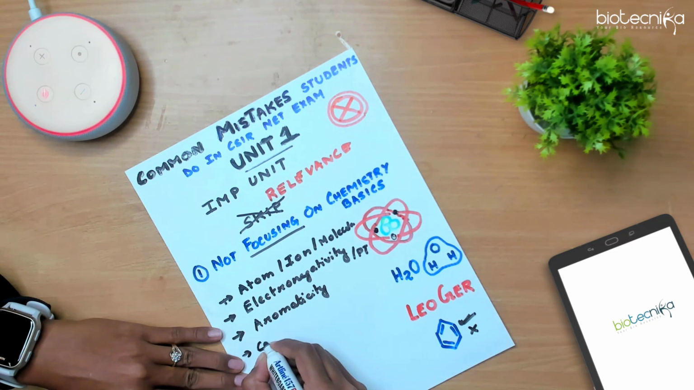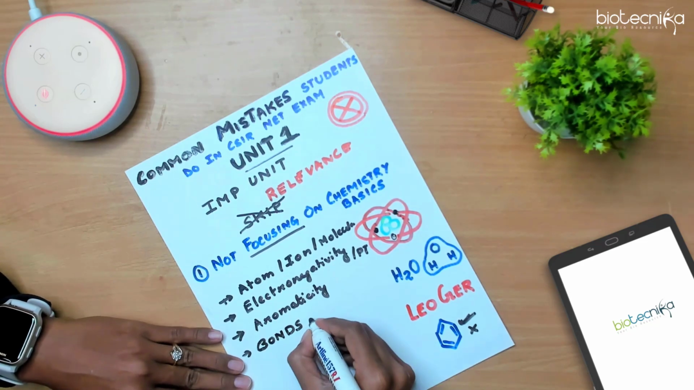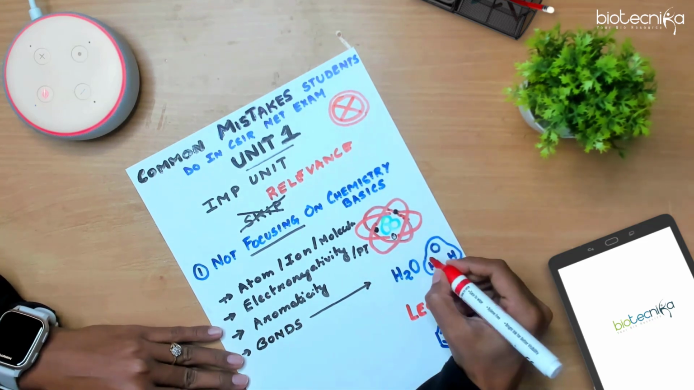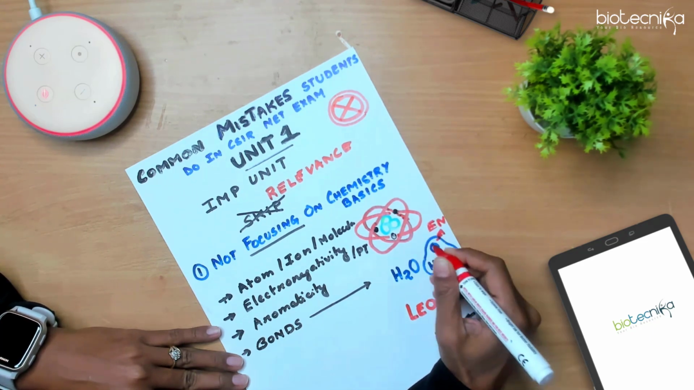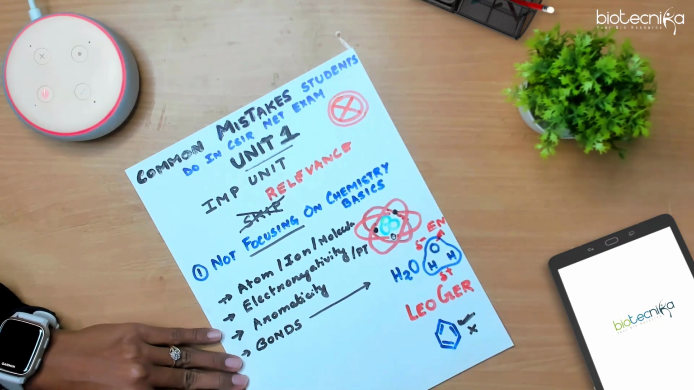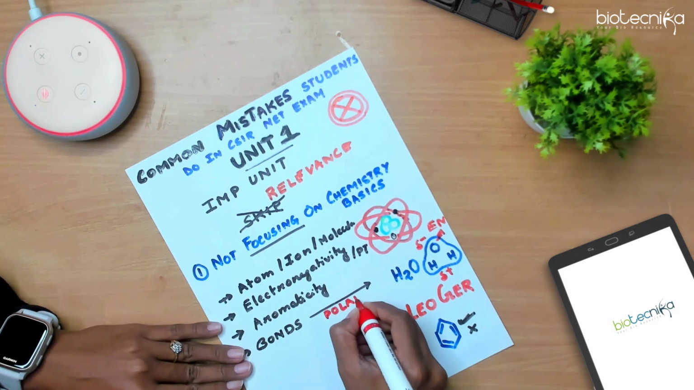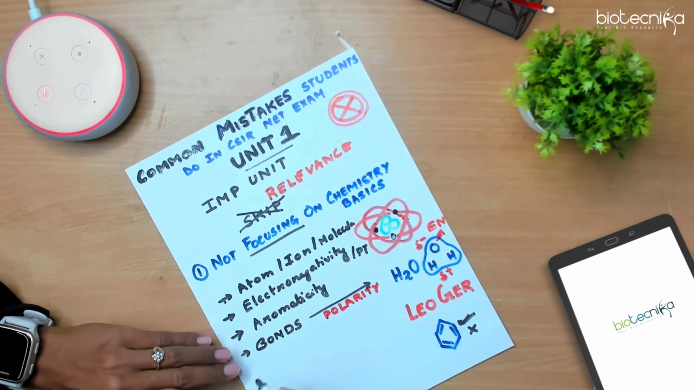Next is chemical bonds. Yes, different types of chemical bonds: covalent, ionic, and specifically hydrogen bonds, hydrophobic and van der Waals interactions. Because if you don't know the basis of bonding, then how are you going to know that in a water molecule, since oxygen is more electronegative, it is going to attract the electrons towards itself and get a delta negative charge. The other end is going to get a delta positive charge. This is what gives the molecule polarity.